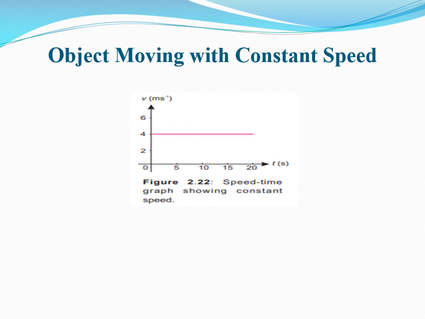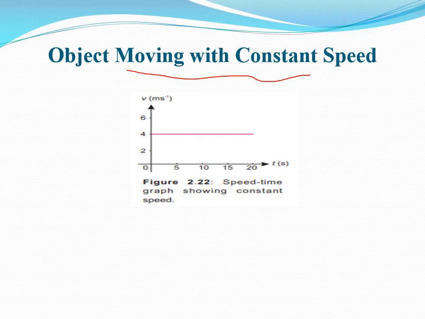Let's begin with the first case in the speed time graph, that is, an object moving with constant speed. When the speed of an object is constant with time, then the speed time graph will be a horizontal line parallel to the time axis along the x-axis, as shown in figure 2.22. In other words, a straight line parallel to the time axis represents constant speed of the object.